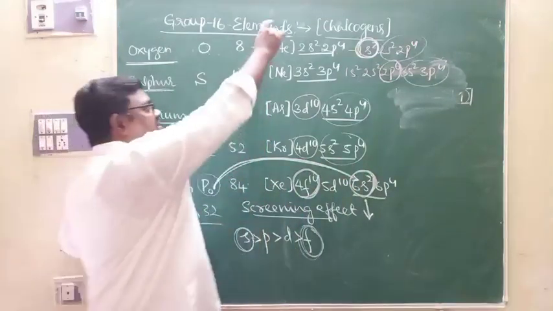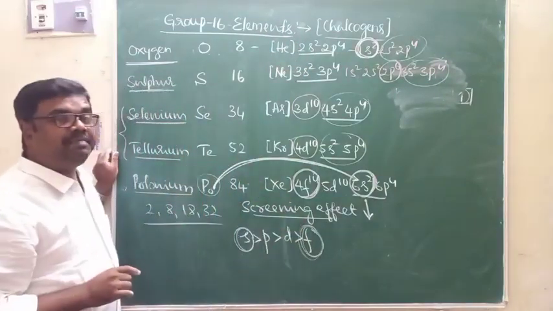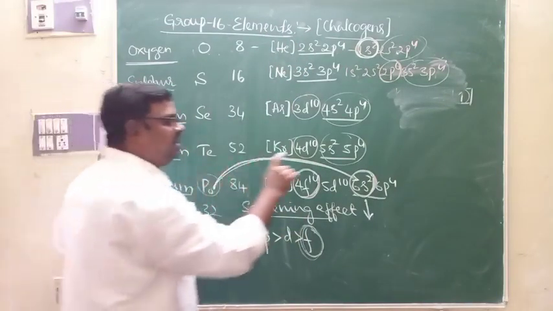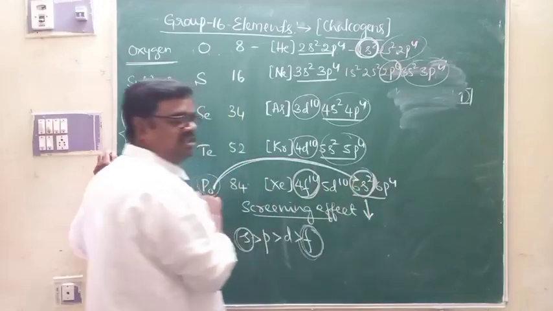And remember, from oxygen to polonium, the inert pair effect increases, and the chemical inertness of s electrons increases.